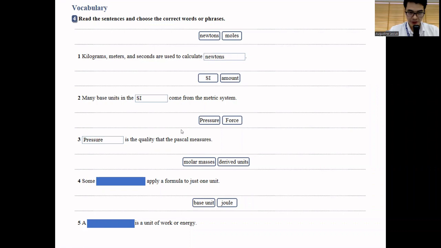Next, pressure is the quality that the Pascal measures. So we already mentioned earlier that Pascal measures pressure. Next, some derived units apply a formula to just 1 unit. Again, we mentioned that earlier in the warm-up. And the last one, a joule is a unit of work or energy. That was shown in the poster. So joule is a unit of work or energy. Okay, those are the answers. Now we move on to the next segment.